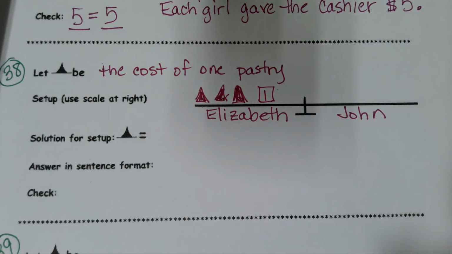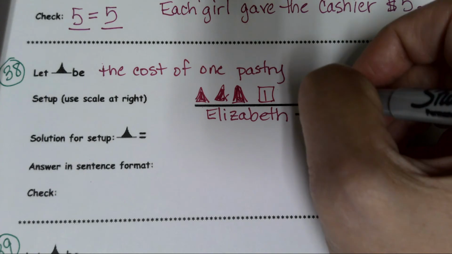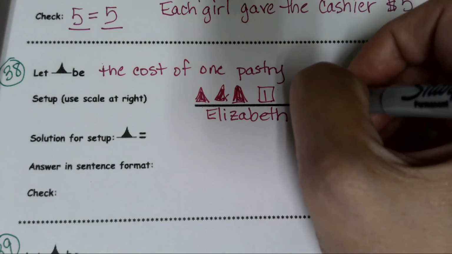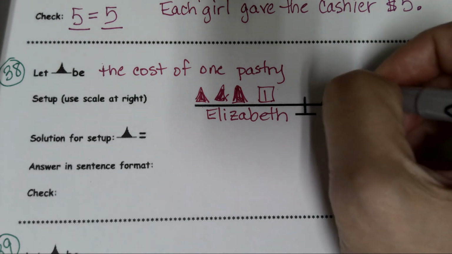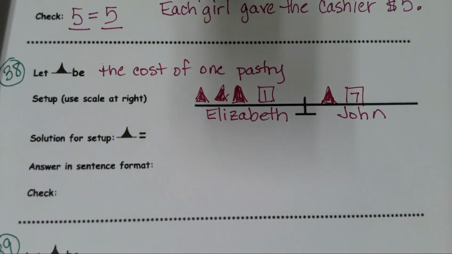And then John bought 1 of the same pastries. That's our unknown. We don't know how much that cost. And received $7 in change. If they each gave the cashier the same amount for the purchase, how much did each pastry cost? So we're just going to solve.